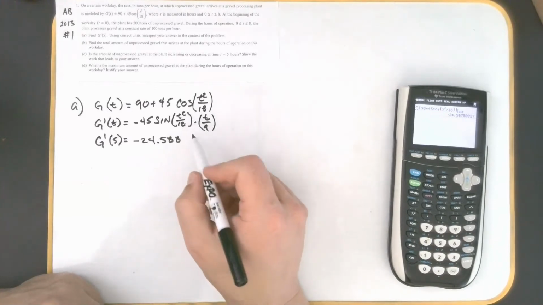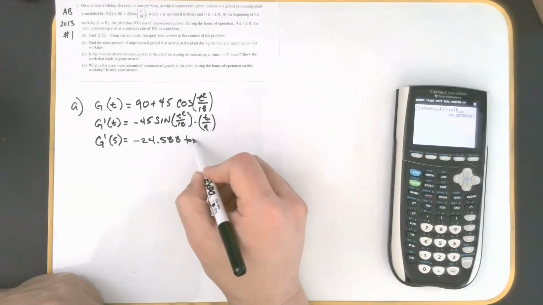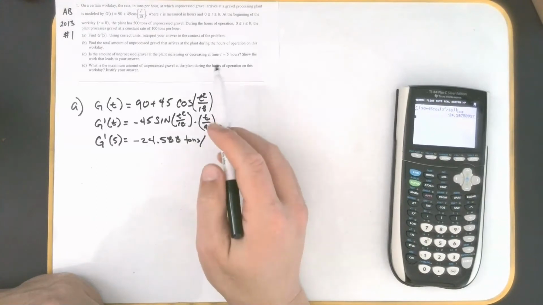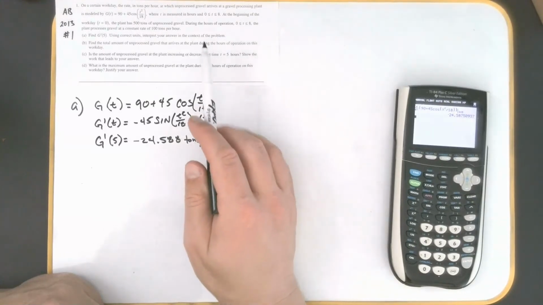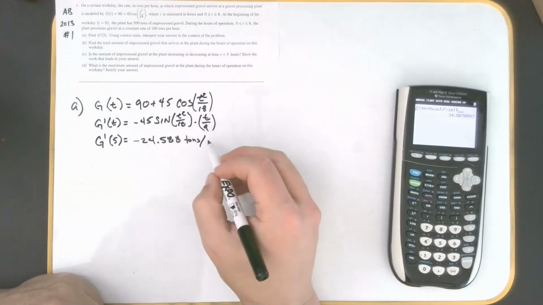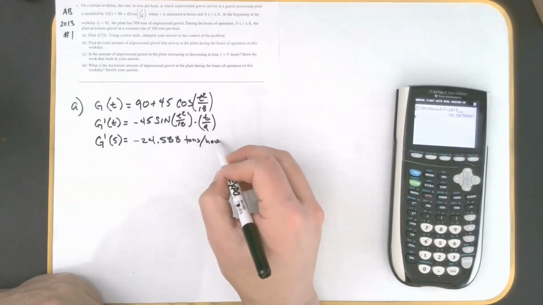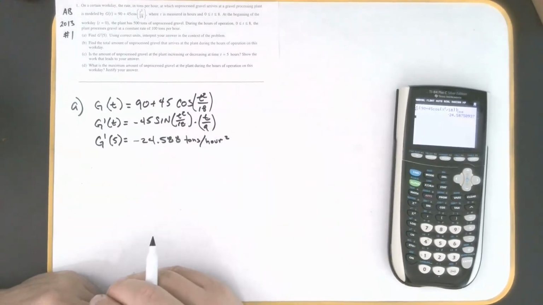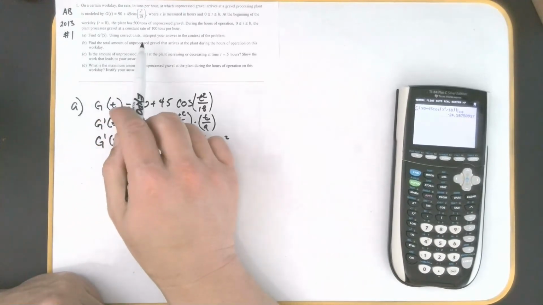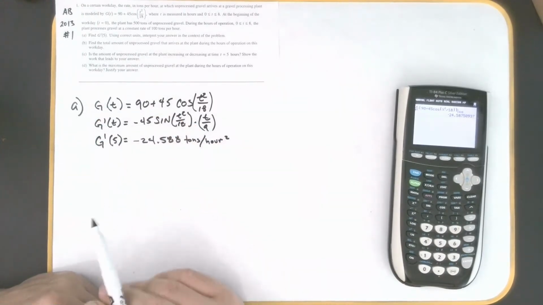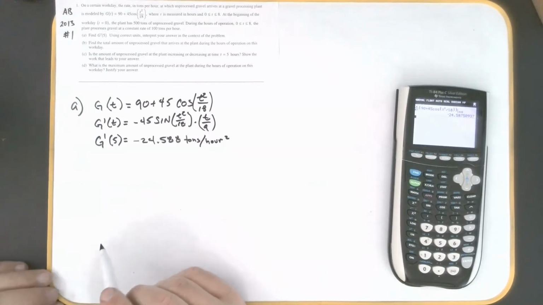This is tons, and the time unit here is measured in hours. It's tons per hour, or we can just say tons per hour squared. Now it says find G prime of 5 using correct units. We did that. Then also interpret this in the context of the problem.